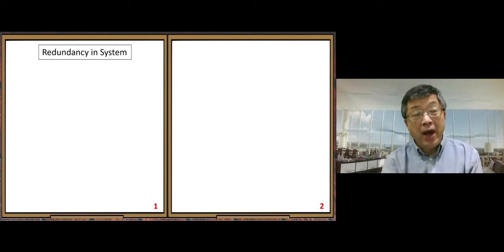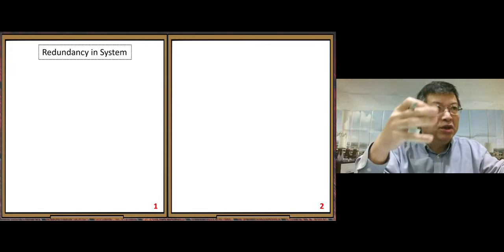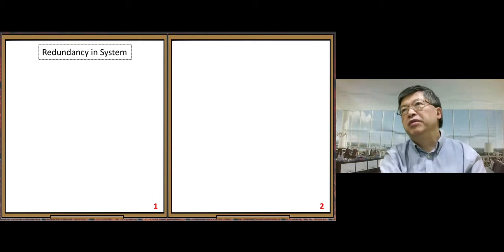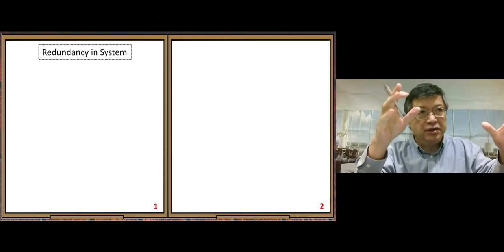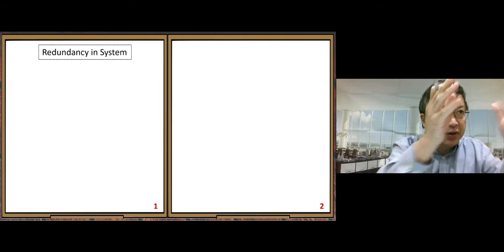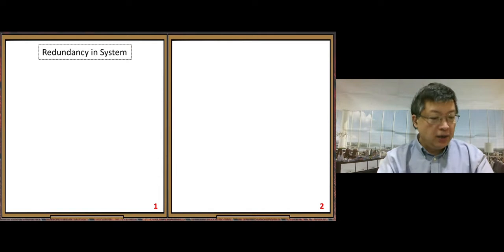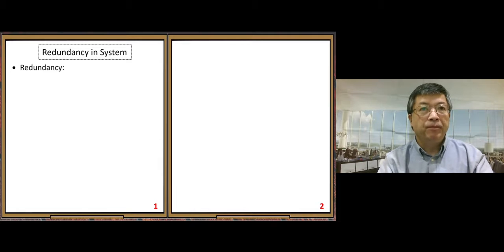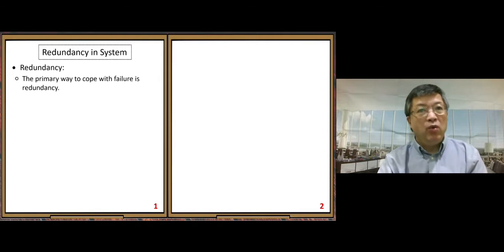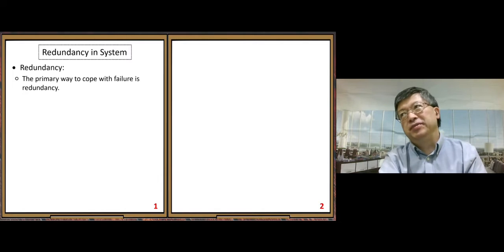Although you need to pay a lot more, to reduce the service interruption, if you put all the factors there, actually it is a good solution, good way to do it. All right, so let's look at the redundancy. The primary way to cope with failure is redundancy.